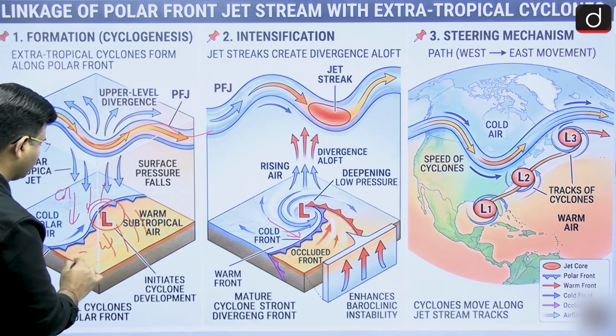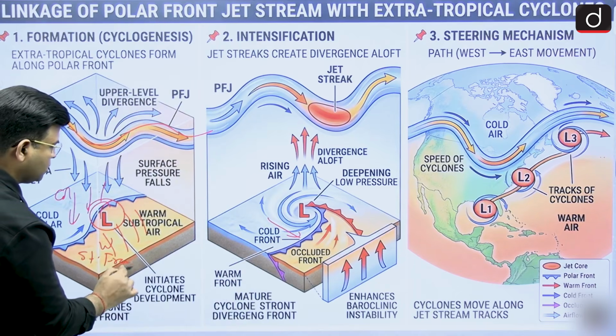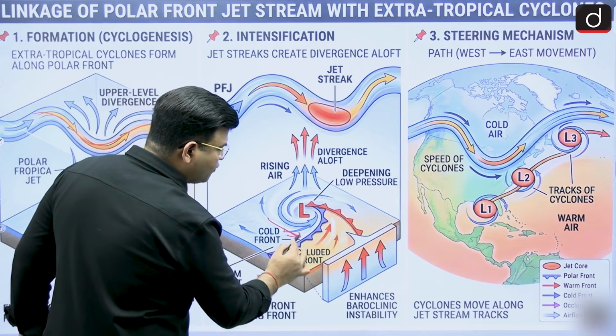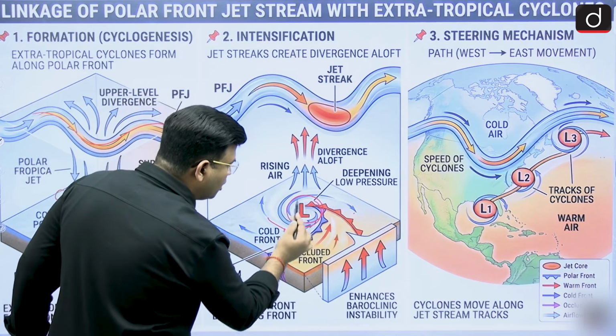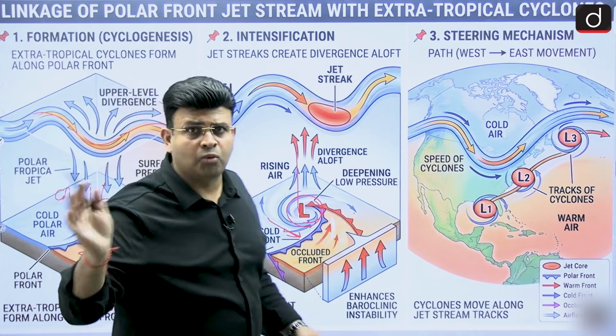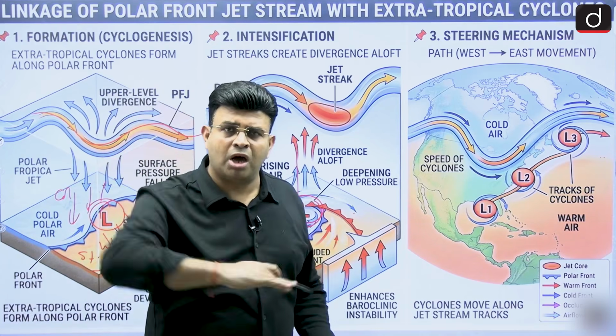Initially it is a stationary front, but here the cold front forms, and here is a warm front. In between is low pressure, and air rises up. At the cold front, warm air is rising up. In the warm front, warm air is rising up.